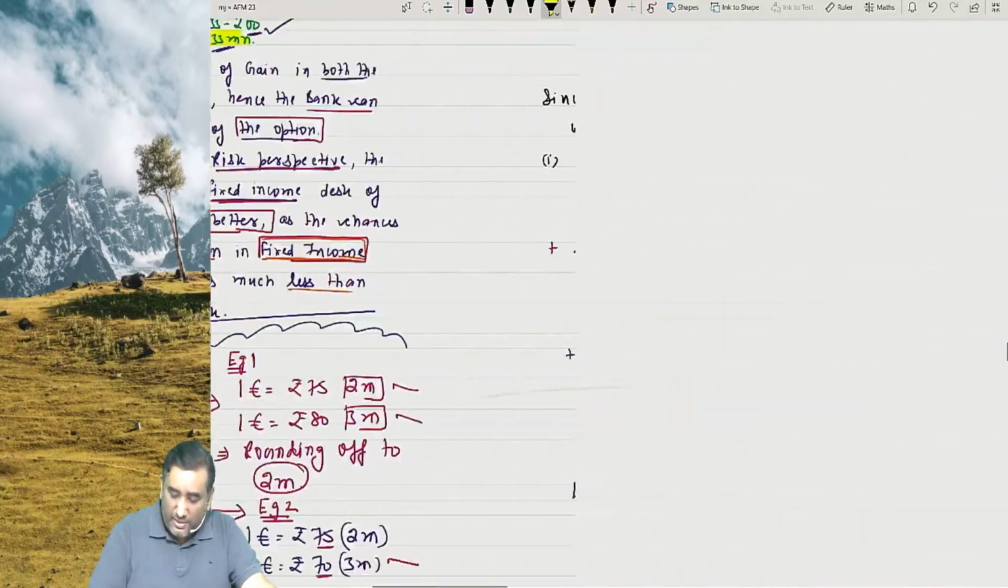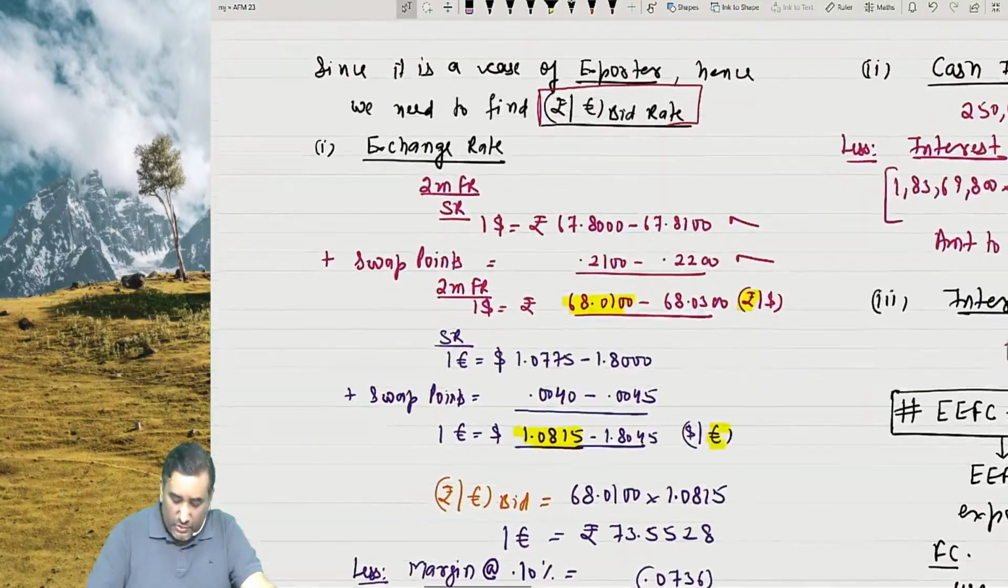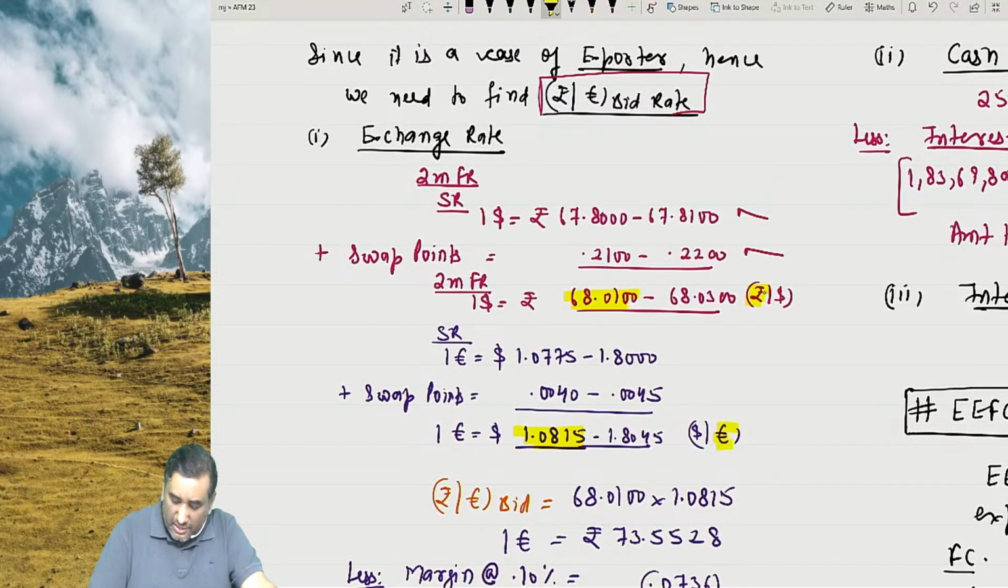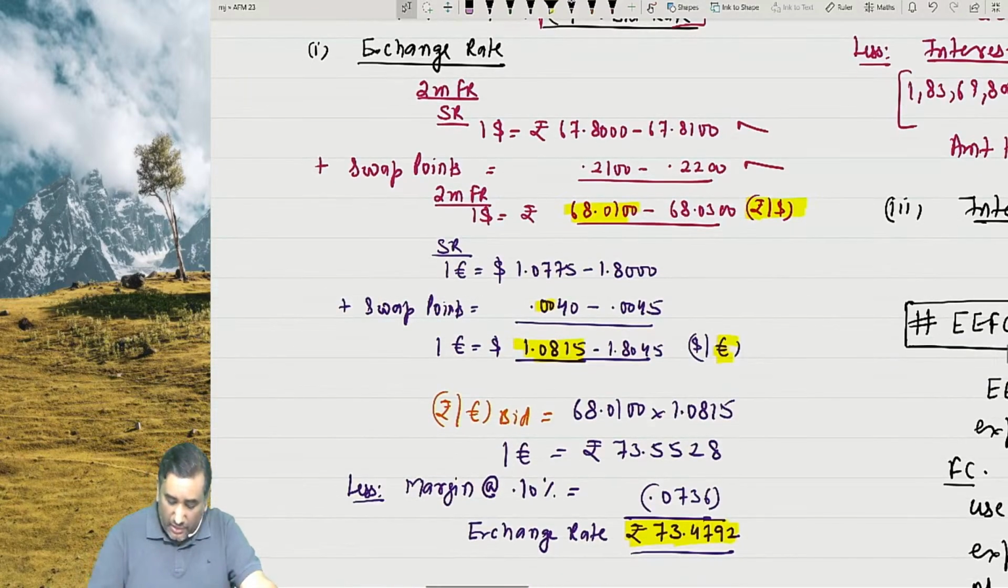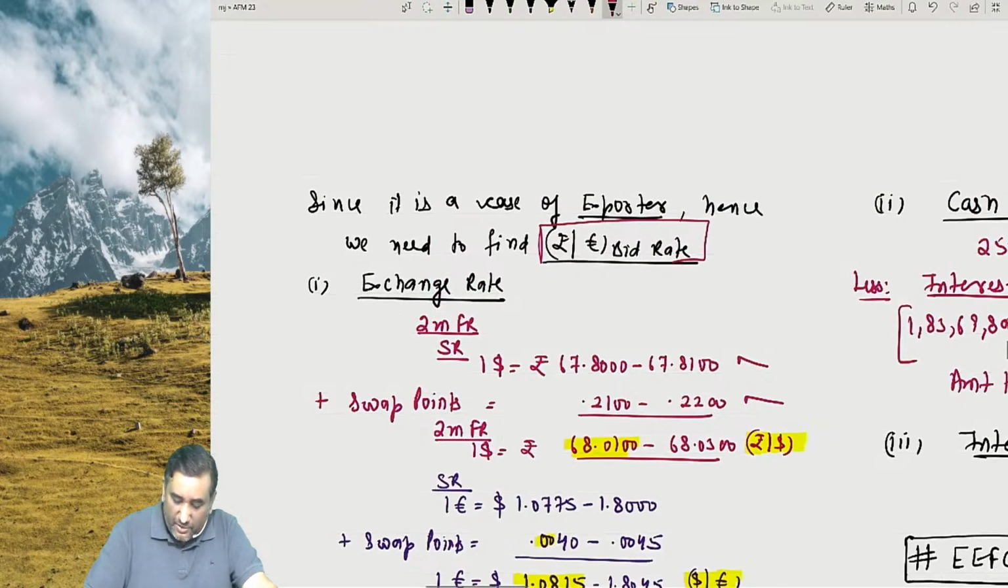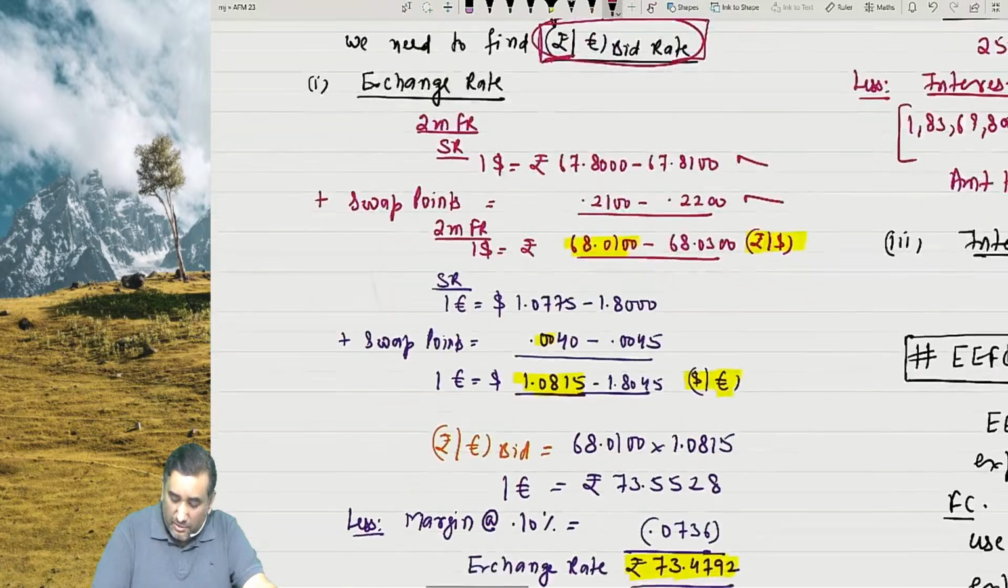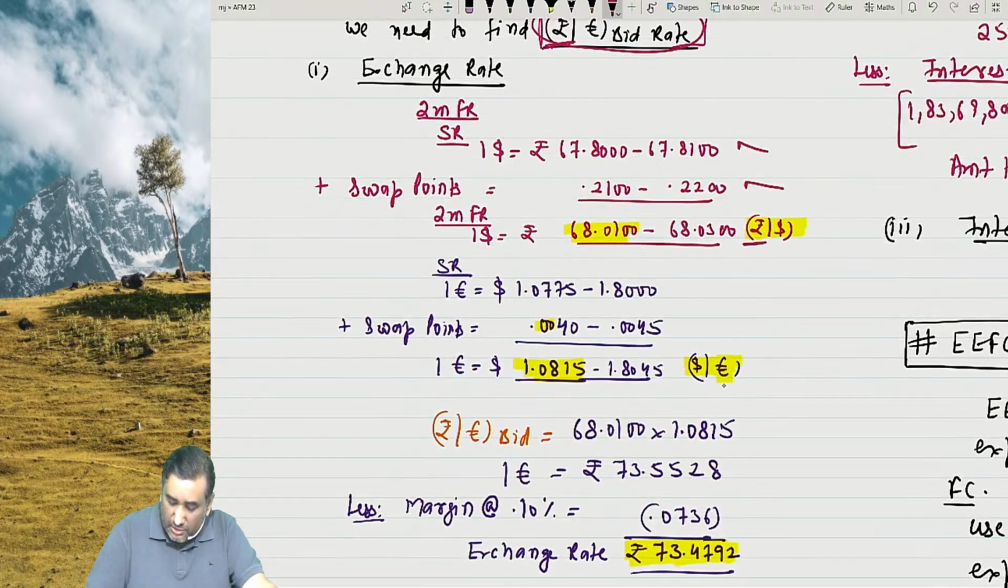And then he asked us to calculate. Once we know the 2 months rate, we have to calculate. You add the swap points, you get the relationship of rupee and dollar. In euro, sir, you have written y.00, it was given 0.40 cents. In paisa, it was given 20 and 21 paisa. So accordingly, it has been done. You get rupee, the relationship of dollar and euro. You need the relationship between what, sir? It was a case of what? Exporter. Since it was a case of exporter, we need to find rupee per euro, which rate? Bid rate. Rupee on the top and euro on the bottom.